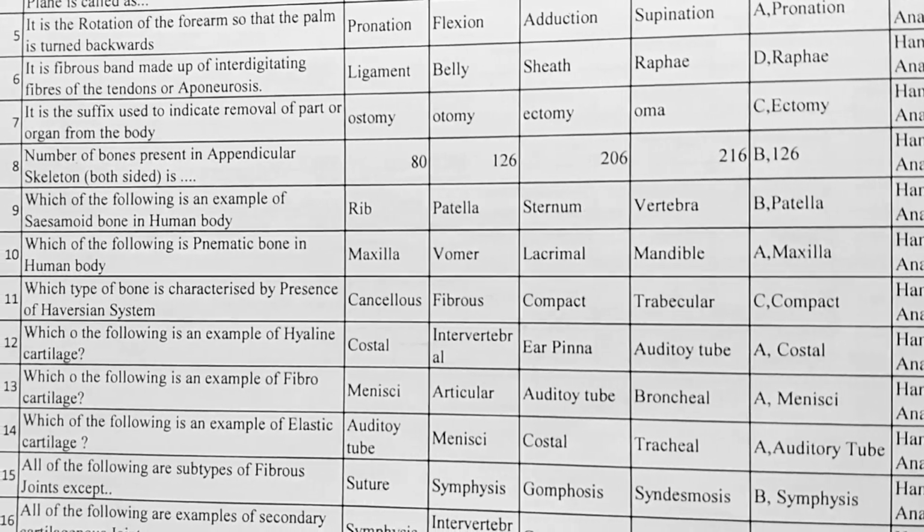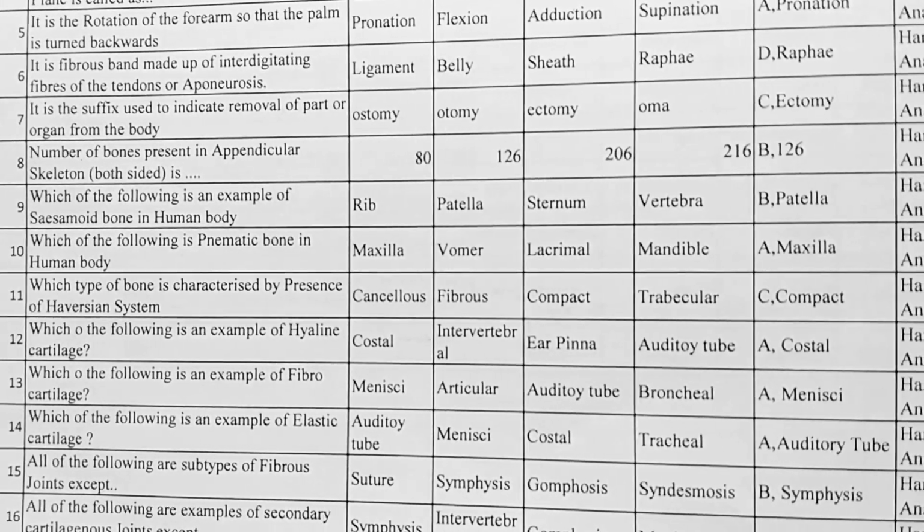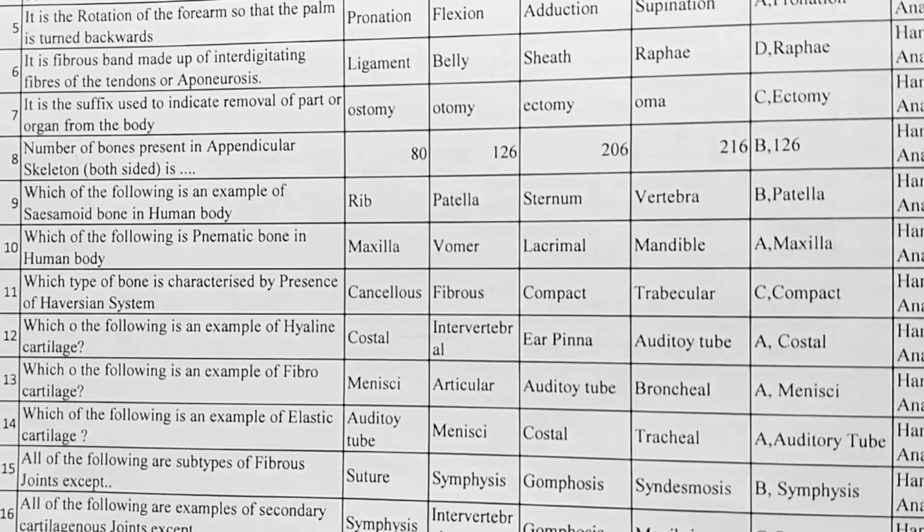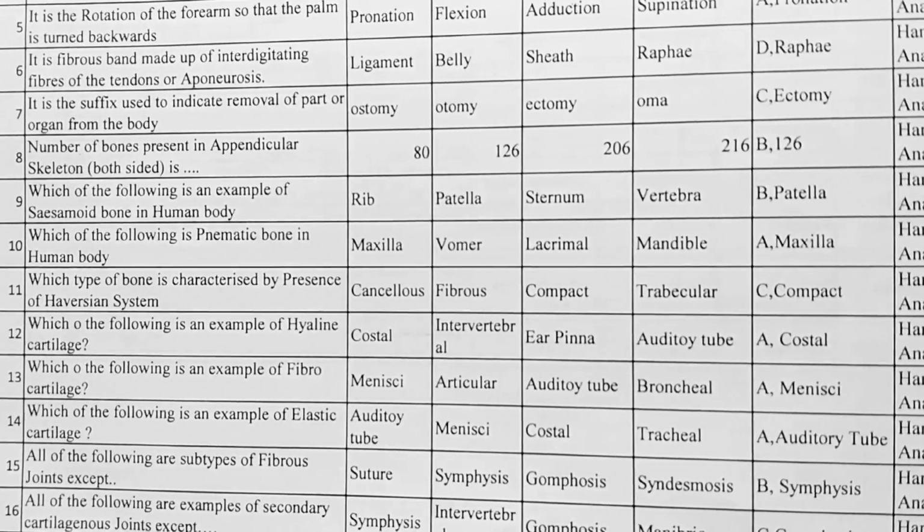Next, which of the following is an example of sesamoid bone in the human body? Options: ribs, patella, sternum, vertebra. Option B is correct, patella.